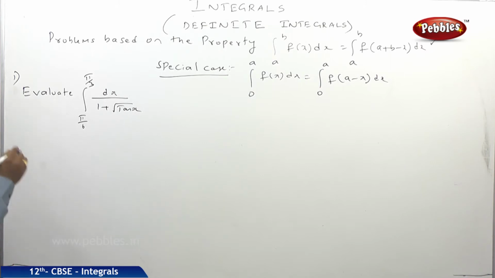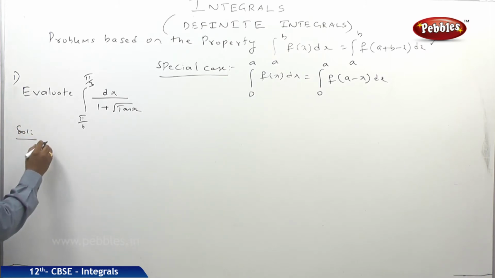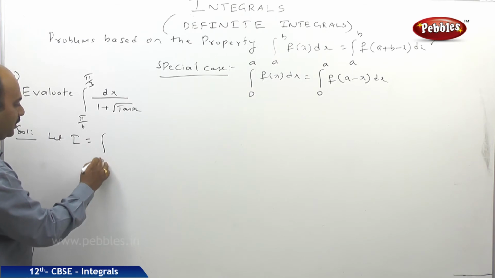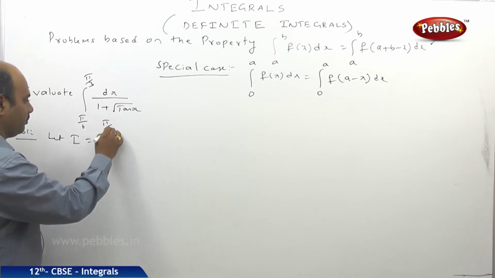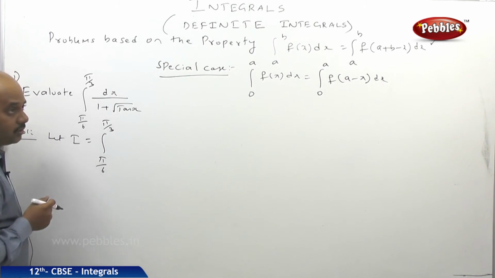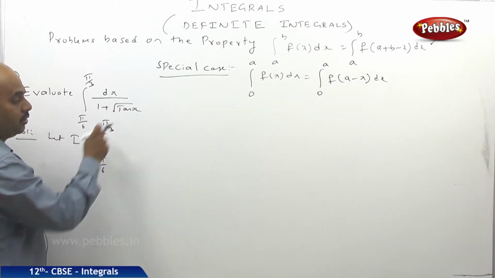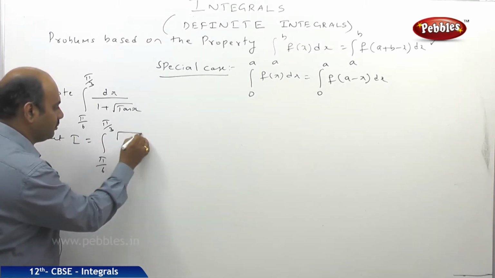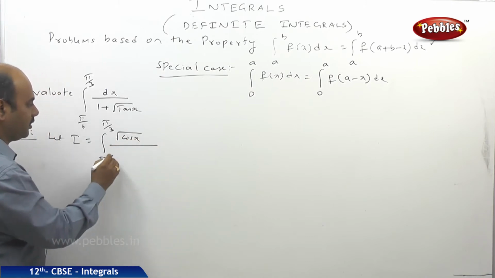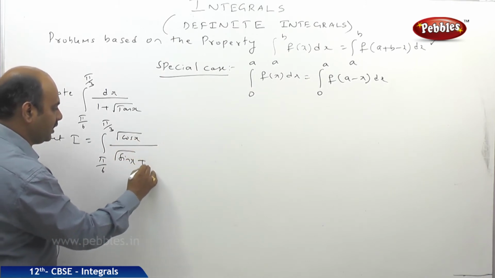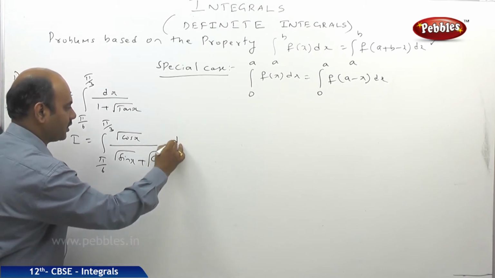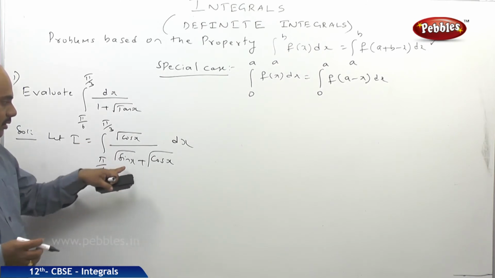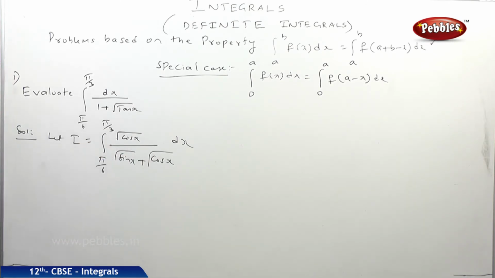So what I will be doing is, I will call this I. So I is equal to the integral from pi by 6 to pi by 3 of root tan x. We know tan x is sin x by cos x. Therefore root of tan x means root of sin x by root of cos x. So if I take an LCM, this becomes root of cos x divided by root of sin x plus root of cos x dx, from pi by 6 to pi by 3.